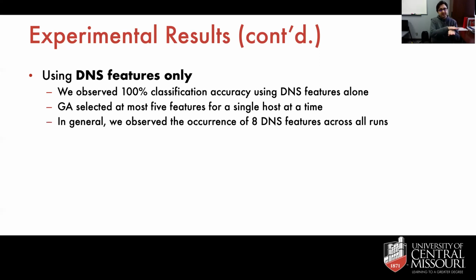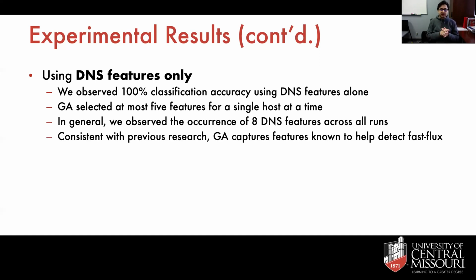And when we ran this for all the hosts, we observed the occurrence of at maximum 8 DNS features across all of them. So we observed that these features selected by GA were highly consistent with previously conducted research on fast flux detection. So GA was able to capture features that are known to contribute to the classification of fast flux. One of them is the number of authoritative name servers returned in the DNS response packet.